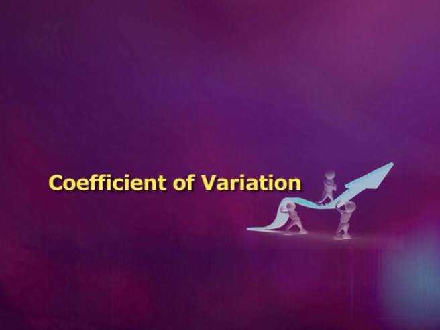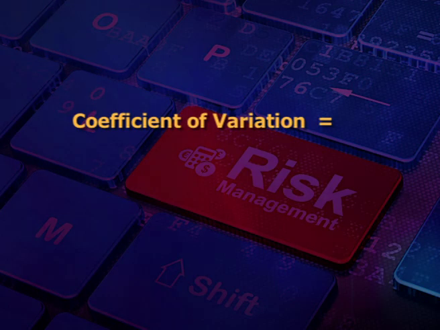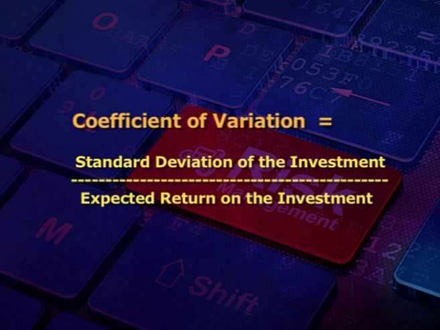Let us see the coefficient of variation. If the projects to be compared involve different outlays, different expected value, the coefficient of variation is the correct choice, being a relative measure. The formula is: coefficient of variation is equal to standard deviation of the investment divided by the expected return on the investment.